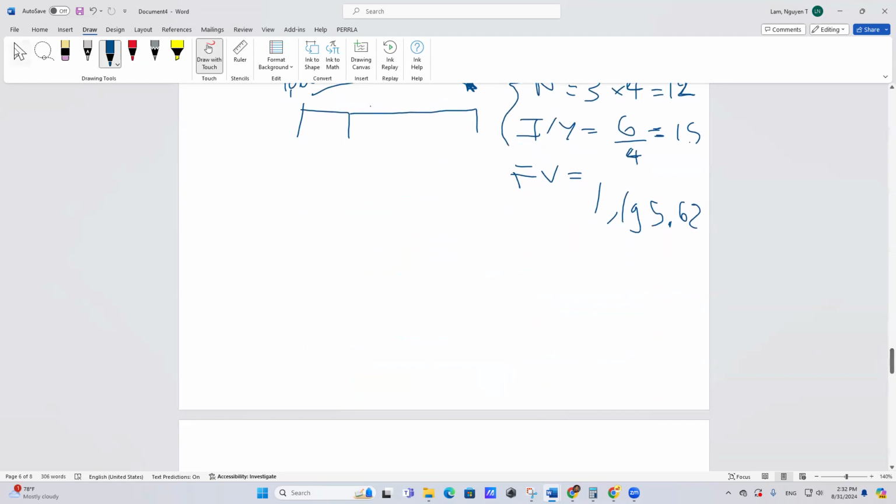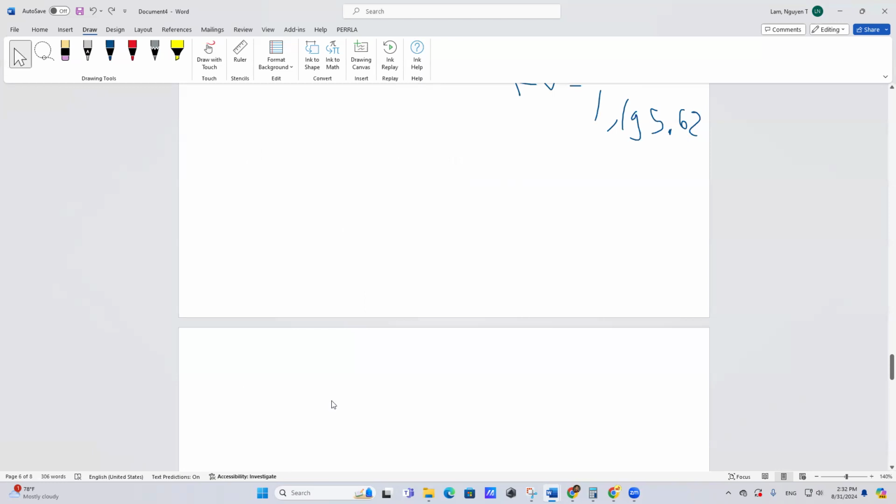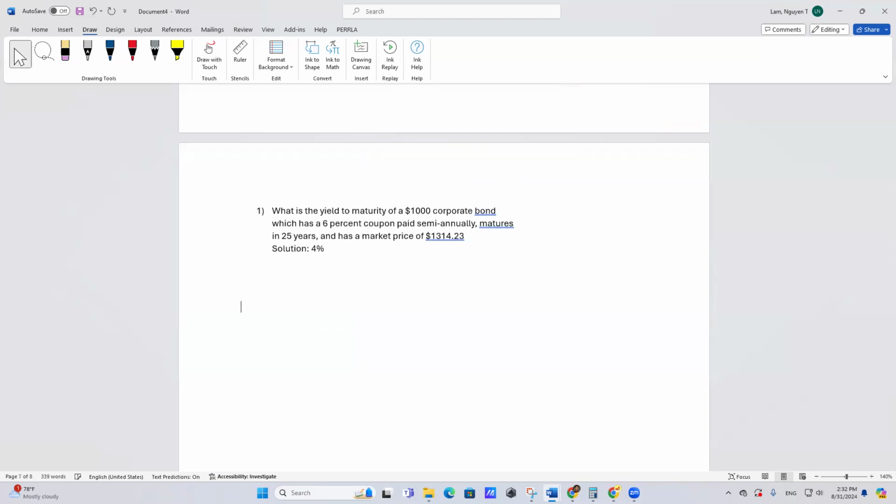11. Let's see. Oh, okay. This one is interesting. What is the yield to maturity? What is this one asking? Okay, a 1,000 corporate bond. So you remember, the tip here is whenever you see 1,000, usually it's talking about a bond, and usually that is FV, right? Now you can put FV as 1,000.